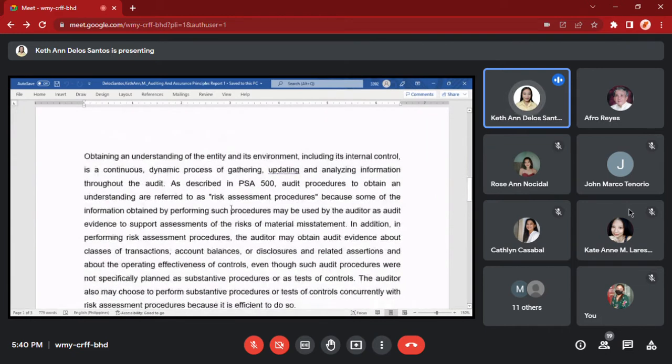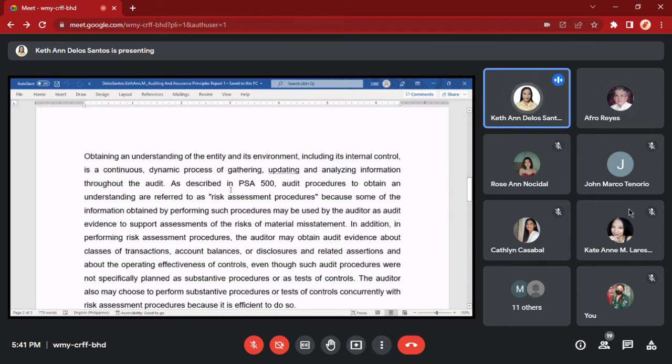Obtaining an understanding of entity and its environment, including its internal control, is a continuous dynamic process of gathering, updating, and analyzing information through the audit. So, para daw lubos na maunawaan ang isang entity at yung environment nito, ito daw ay dumadaan sa continuous dynamic process of gathering, updating, and analyzing information, which is yung ina-update yung mga information na pwedeng mabago dun sa reporting period through the audit.